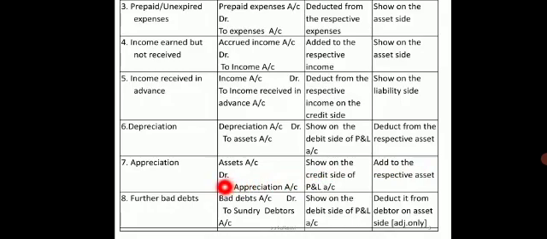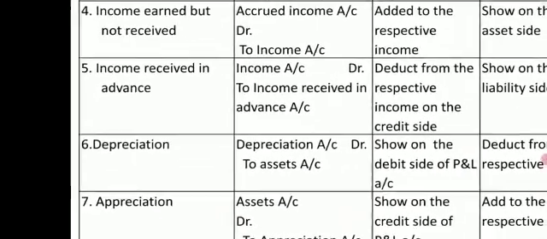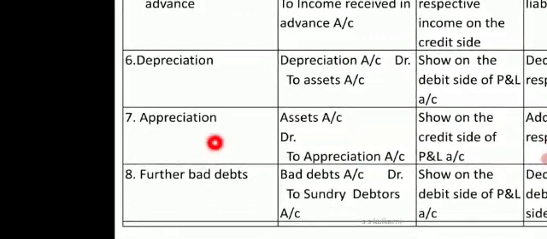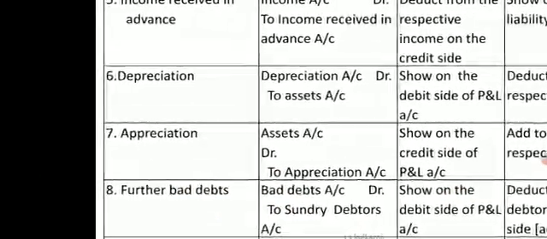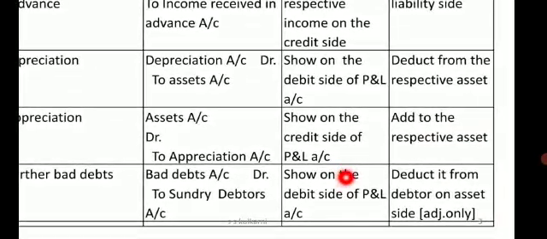Now coming to bad debts. Bad debts are the debts which are not received, or irrecoverable debts. Such debts have to be shown on the debit side of the profit and loss account because it is a loss, and the same amount of bad debts is to be deducted from the debtors on the asset side.